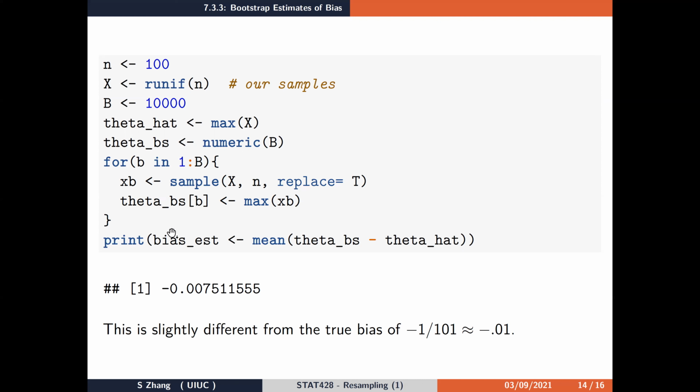The bias estimate, if we apply the Bootstrap bias estimate formula, is given by the mean of the difference between theta_b's and theta hat. And in this case, that gives us negative 0.008. So this is slightly different from the true bias of -1 divided by 101, which is approximately equal to -0.01, but you can see that it's actually quite close.